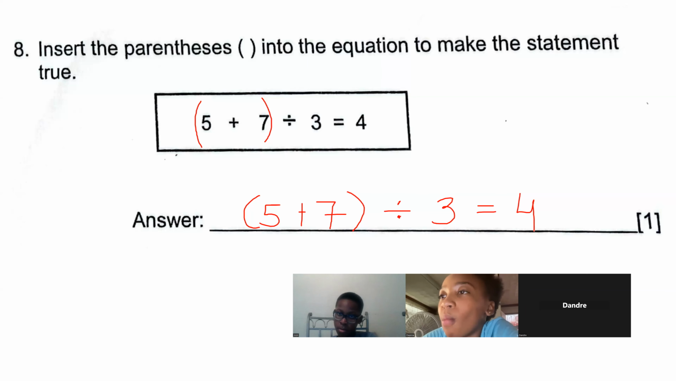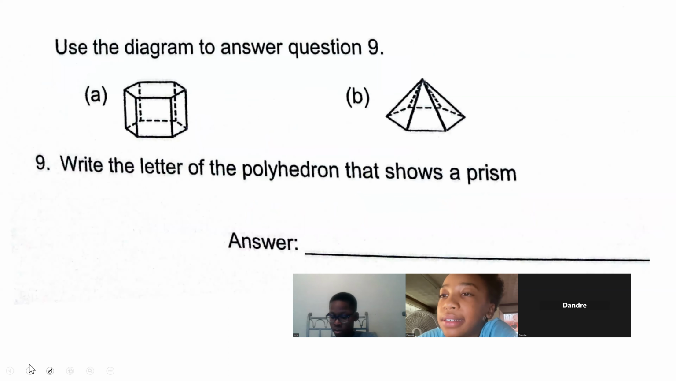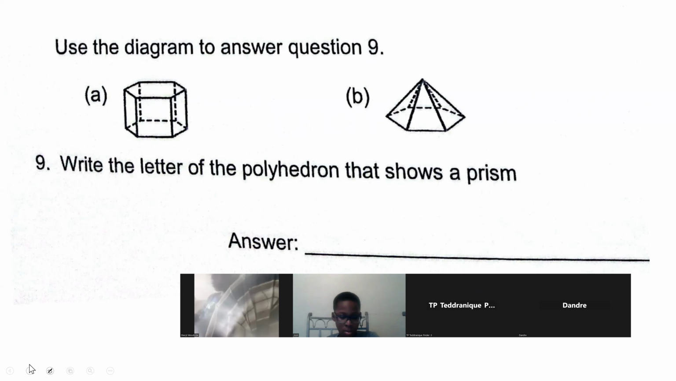All right. Let's move on to question number 9. Go ahead, Candasia. You're saying use the diagram to answer question 9. Write the letter of the polyhedron that shows a prism. Very good.